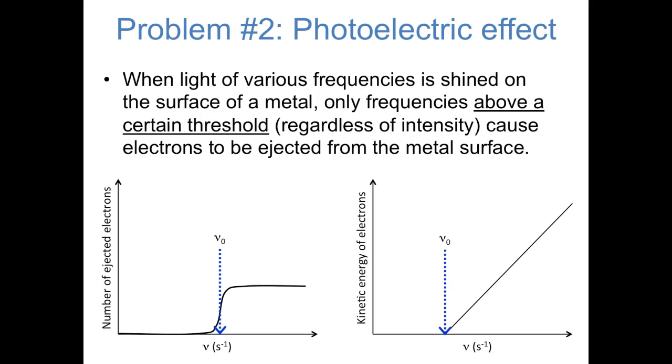Specifically, it's the kinetic energy of the electrons that's being plotted, and kinetic energy is proportional to velocity squared. So, as we get to higher and higher frequencies above that threshold, the electrons are being ejected at higher and higher kinetic energies, or higher and higher speeds.